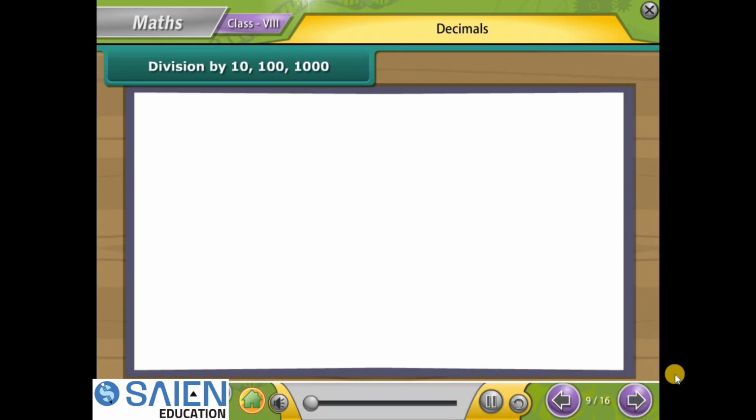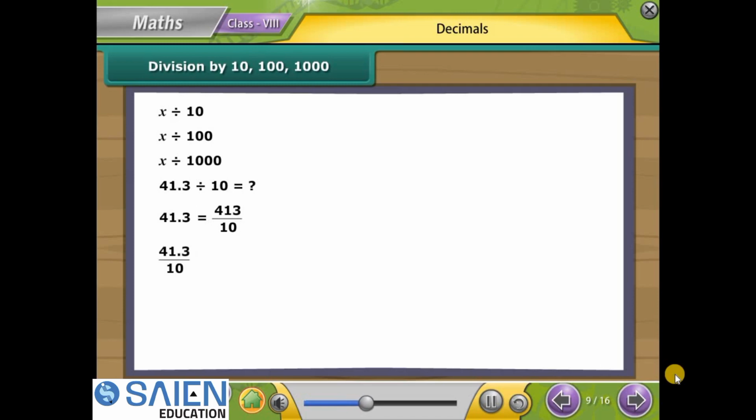Division by 10, 100, 1000. After multiplication, let us learn the division of decimal numbers by 10, 100 and say 1000. Let us find the answer for 41.3 divided by 10. We know that 41.3 means 413 divided by 10. Thus, 41.3 divided by 10 is equal to 413 upon 10 multiplied by 1 upon 10.